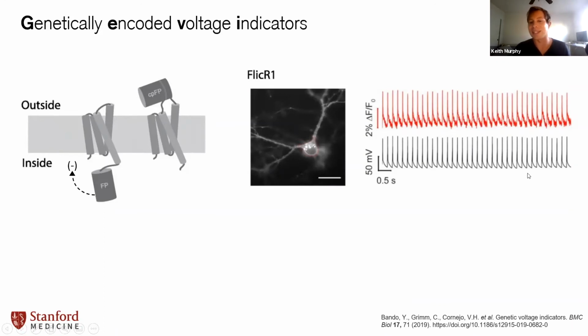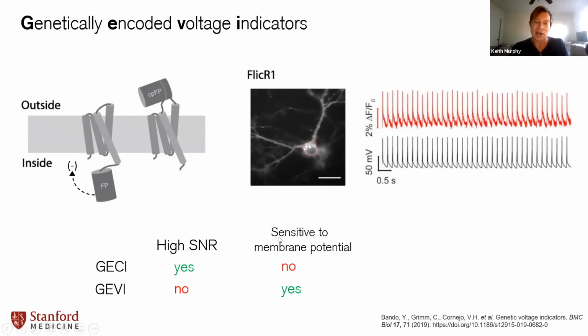So you might look at this and be like, that's awesome. Why are we not all using voltage indicators all the time? And the reason is that the signal to noise ratio is awful for these things. This is your very best case scenario, this plot I'm showing you here. In practice, these things are really hard to get good signal out of compared to baseline fluorescence. They are, however, sensitive to membrane potential, whereas genetically encoded calcium indicators are not necessarily responsive to small changes.